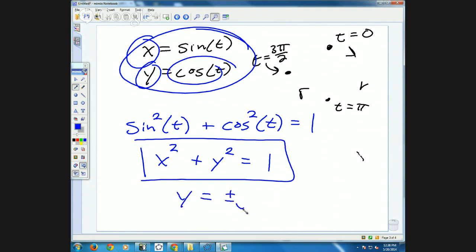Y equals plus or minus the square root of 1 minus x squared, plus being the top half of the unit circle, the minus being the bottom half. Yes? So, because they're both equal to 1, could you say that sine squared t plus cosine squared t is equal to x squared plus y squared? Yes, in this case you can.